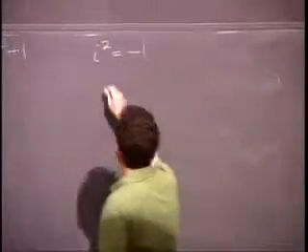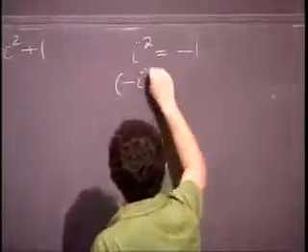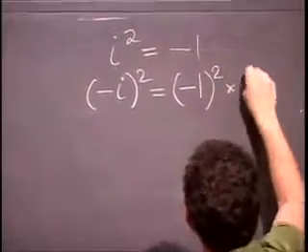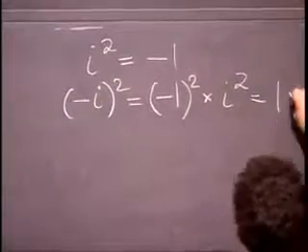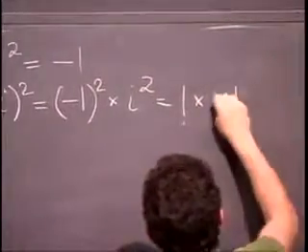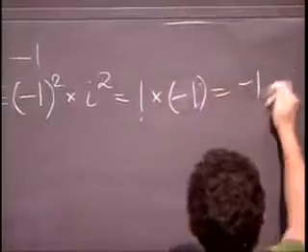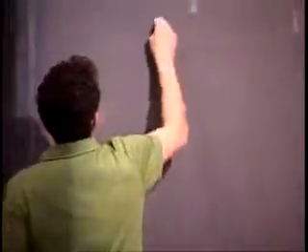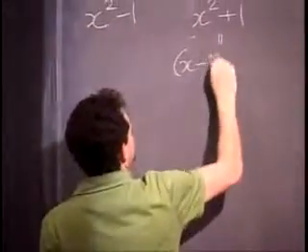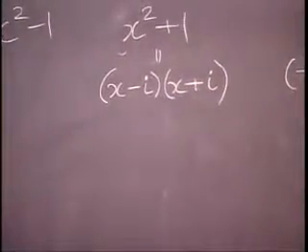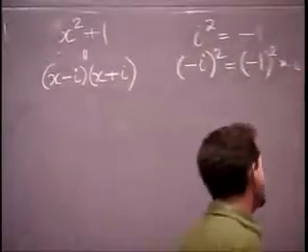Of course, the other root is minus i, because minus i squared is minus 1 squared times i squared, which is 1 times minus 1, which is minus 1. So minus i is the other root of this equation. So this actually factors into x minus i, x plus i, where i doesn't really exist because it's imaginary.